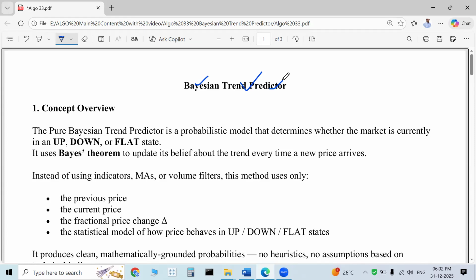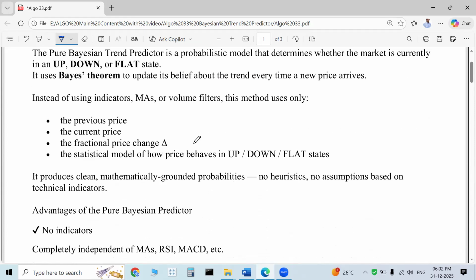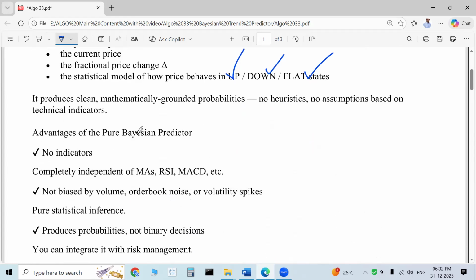We are going to create a difficult environment in the simulation, and we are going to check how the Bayesian trend predictor works. So first part, it works with the logic of finding out whether the market is moving up, down, or the market statement is a flat statement. First part, it does not depend on any moving average, RSI or MACD kind of indicators. It works with a pure mathematical logic, pure statistical logic.